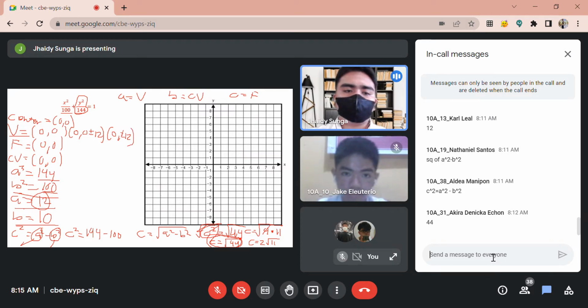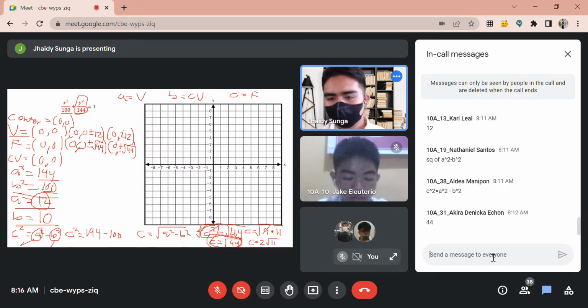Correct? How about for focus? Can you try to chat on the comment section the coordinate of co-vertices already, while we are finding the focus. So for focus, you have 0, 0, then add the values of C. What's your C? It's the square root of 44. So in total, you could have 0 and positive, negative square root of 44.